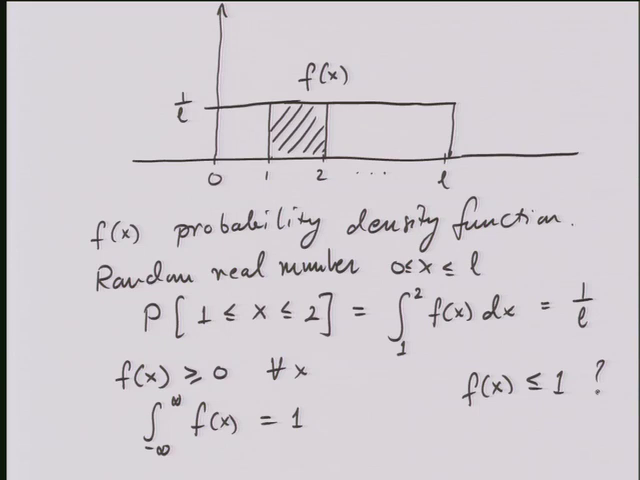Okay, so here's the fact. F is just a probability density function. It doesn't have to be less than 1. For example, suppose that instead of this, I was going to pick a point uniformly at random between, say, 100 and 100.5. Okay, so I was going to pick this point at random here.